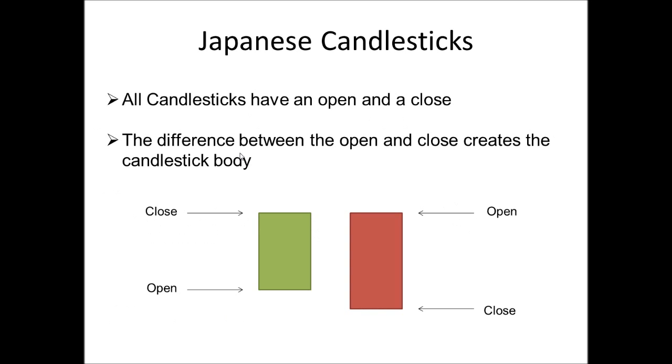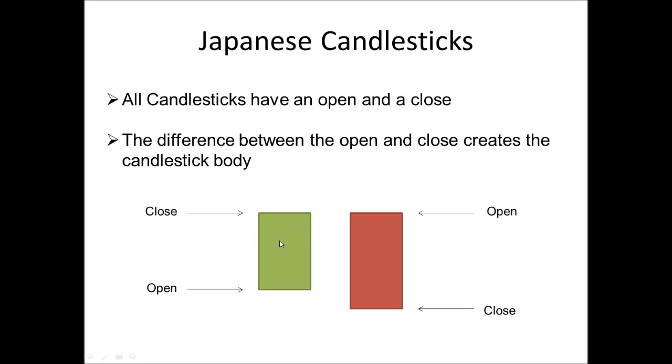Japanese candlesticks. All Japanese candlesticks have an open and close, and the difference between the open and close creates the candlestick body. So this candlestick has opened here and price has closed higher and created a candlestick body. If price closes higher than the open, then we have a bullish candle or an upwards candle, and if price closes lower than the open, then we have a bearish candle or a downwards candle.